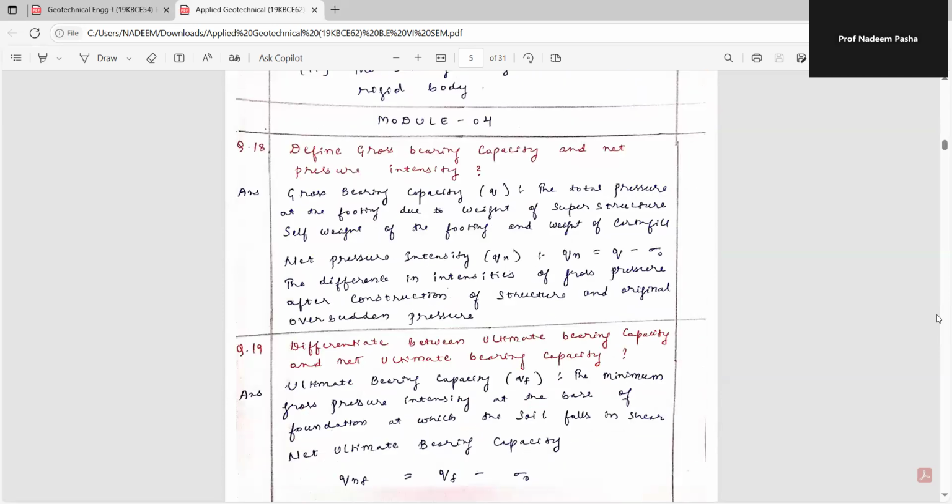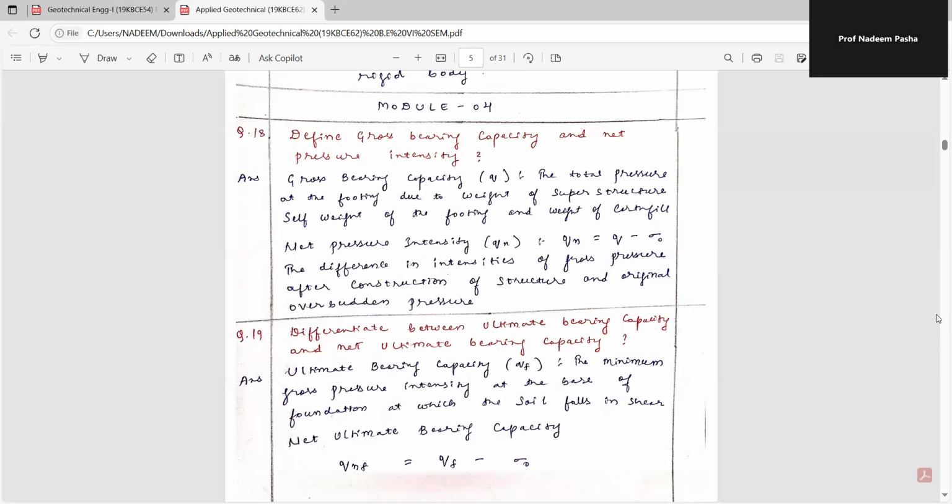Module 4. Define gross bearing capacity and net pressure intensity. Gross bearing capacity is the total pressure at the footing due to the weight of the superstructure. Net pressure intensity, qn equal to q minus sigma naught, is the difference in intensities of gross pressure after construction of the structure and the original overburden pressure.